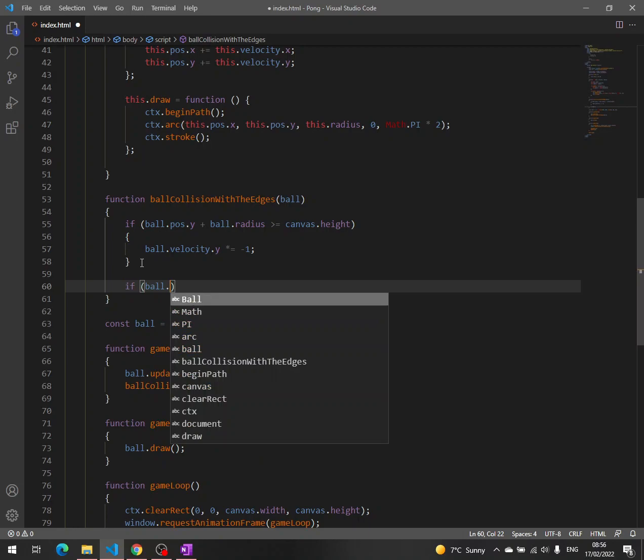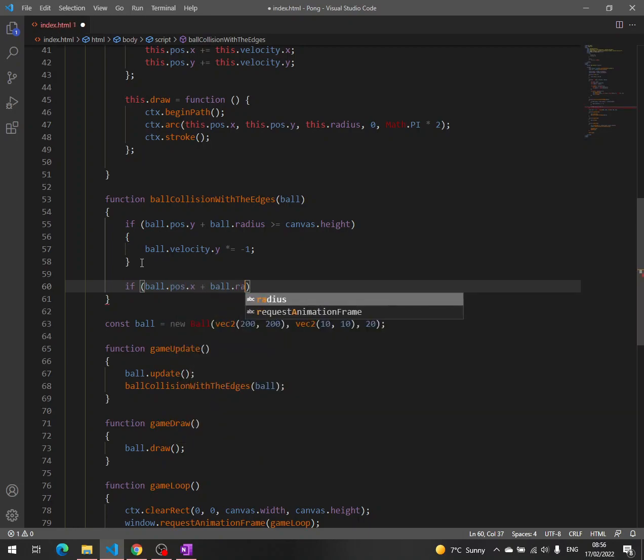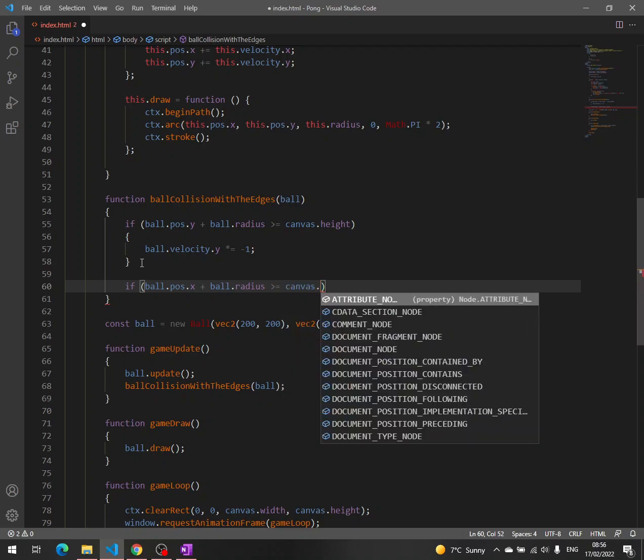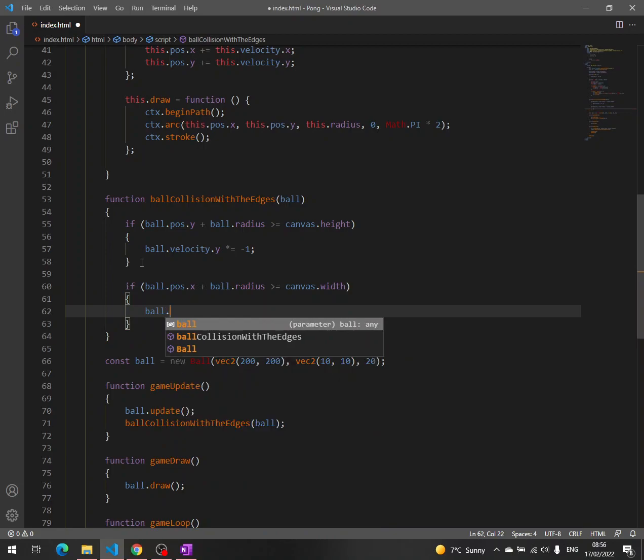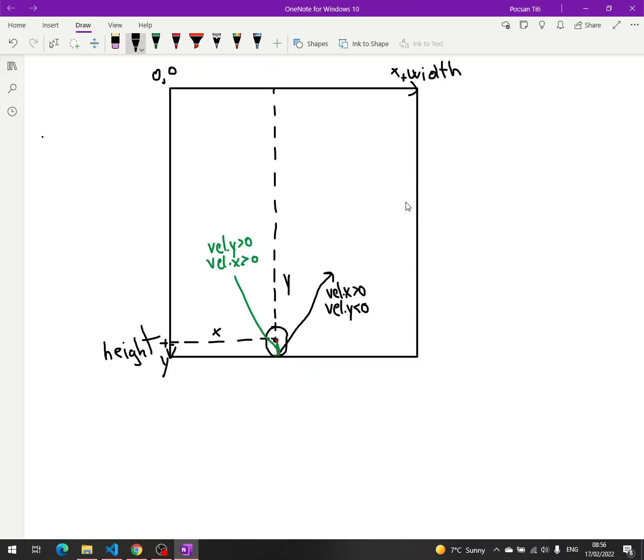So if ball pos x plus ball radius is greater or equal than canvas width, then ball velocity x we multiply by minus 1. Why? Because if the ball is right here, has a center, this is its velocity vector, we want it to go like that, which means that the x coordinate of the velocity has to be less than 0 because we are moving to the left, and the y coordinate of the velocity remains the same. So we multiply velocity x by minus 1, and let's see the result. Perfect. Let's do the same for the other two.